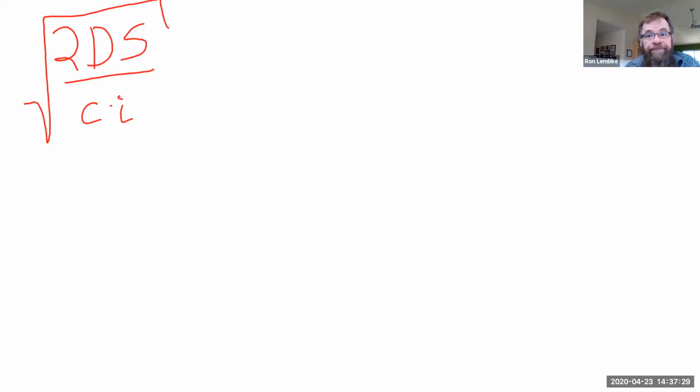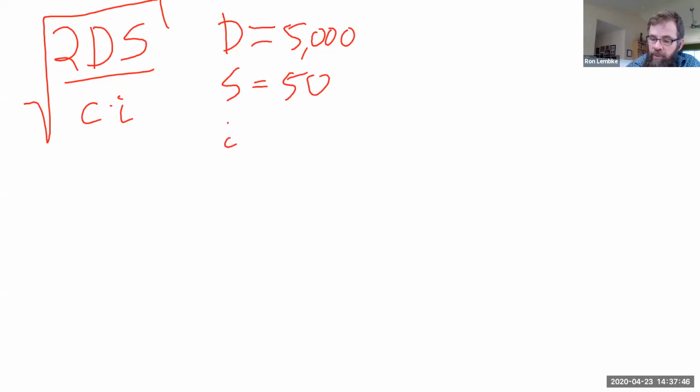With any of these EOQ related problems, the important thing is 2 times annual demand times the setup cost, divided by the cost per unit times the inventory holding cost. We're going to take the square root of that and see what we end up with. So we have annual demand, 5,000 units. The cost of placing an order is $50, and the interest rate, that's a lowercase i, is 20%.